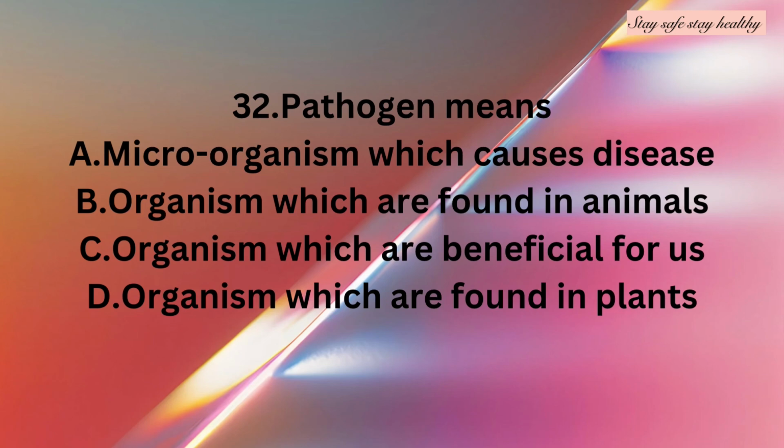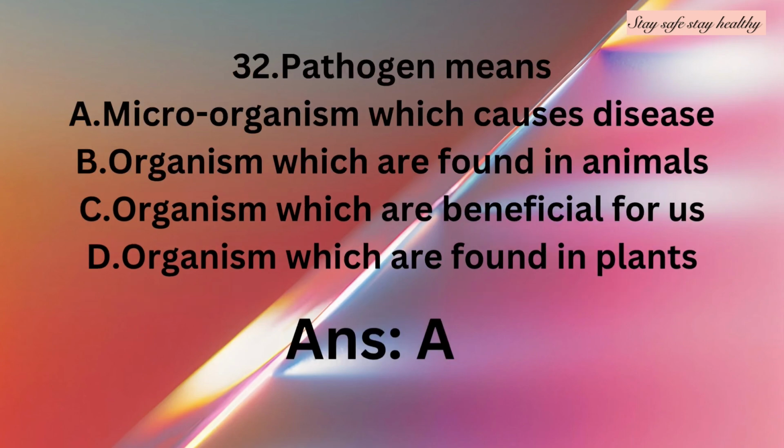Pathogen means: A microorganism which causes diseases, B organisms which are found in animals, C organisms which are beneficial for us, D organisms which are found in plants. Guess the answer. Yes, it is A, microorganism which causes disease. Pathogens include viruses, bacteria, fungi and parasites, some of the examples of pathogens.